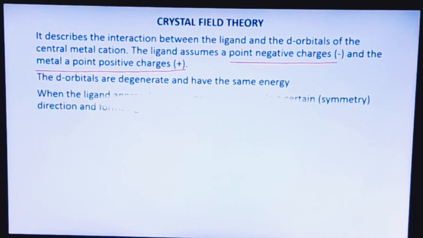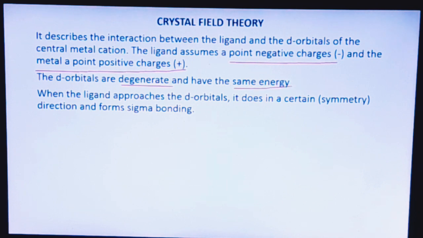Then it also assumes that the d orbitals are degenerate, meaning they all have the same energy when the ligand has not approached the metal. Assuming we take the d orbitals 1, 2, 3, 4, 5, and this is the ligand. In the absence of the ligand coming close to the d orbitals, all the d orbitals have the same energy.